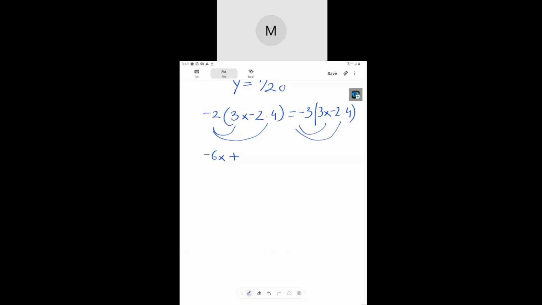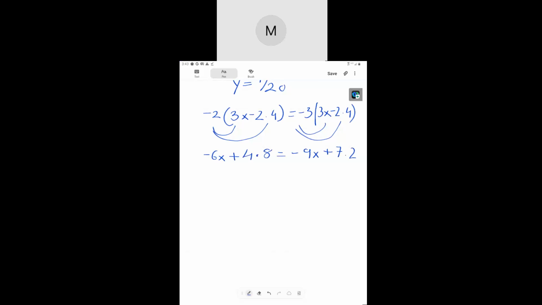Minus 2 times 2.4 will give me a plus 4.8 because of the two negative signs. Negative 3 times 3x is negative 9x. And again, the same situation. A minus minus gives me a plus here. And 2.4 times 3 is 7.2.